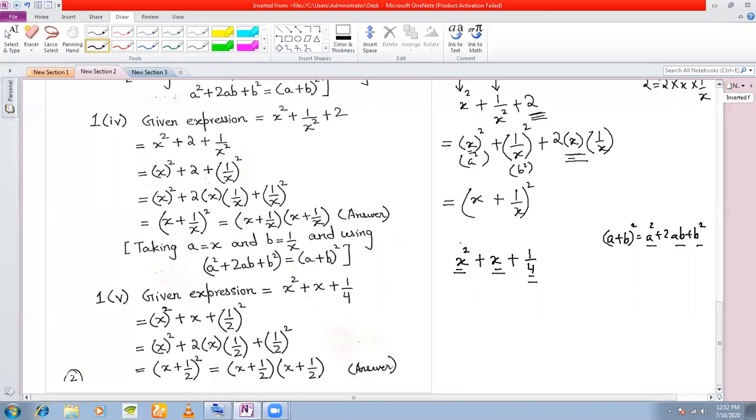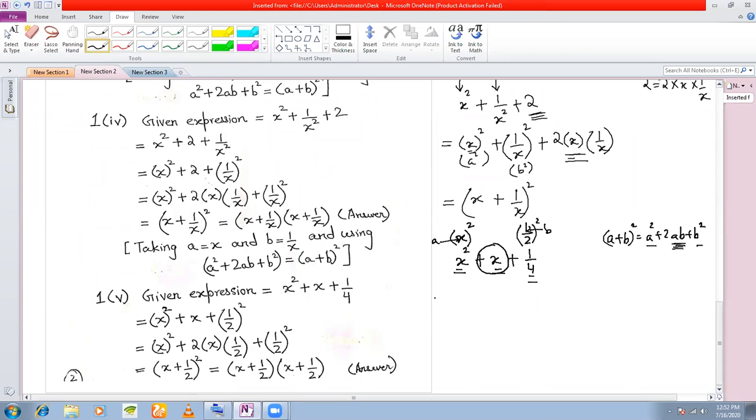So first I look for my a square. You see that this is an x square, so x whole square. So this will give us our a squared term, right? 1/4 can be written as half square. So this will give us our b. This is our a. Only this term is left, right? This must be our 2ab term. But we have to check whether this is our 2ab term. We'll see in the steps.